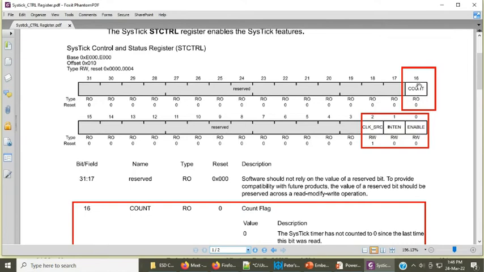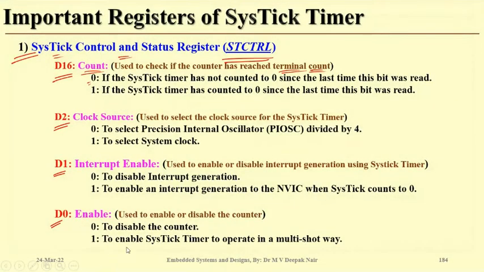One is whether the count has reached the terminal count or not, whether you want to use the system clock or the precision oscillator divided by 4, whether you want to generate an interrupt or not, or whether you want to start the counter or not. So this is control, to control the Systick timer. These are the 4 bits I have discussed.